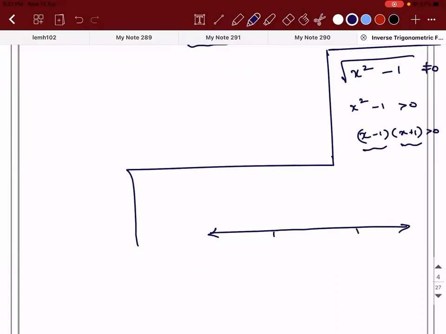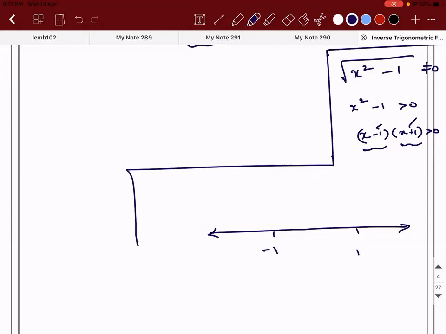So, what are the checkpoints? If I equate the expression x minus 1 into x plus 1 to 0, what are the checkpoints I'll get? Minus 1 and plus 1. How did I get minus 1? Because if x plus 1 is 0, x is minus 1. If x minus 1 is 0, I get plus 1. Is it very clear? So I have three regions: left of minus 1, between minus 1 to 1, and right of 1. Correct? So you take any value on left of minus 1 and substitute and see.